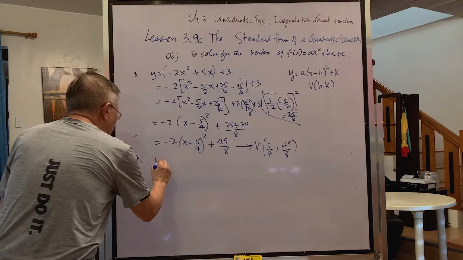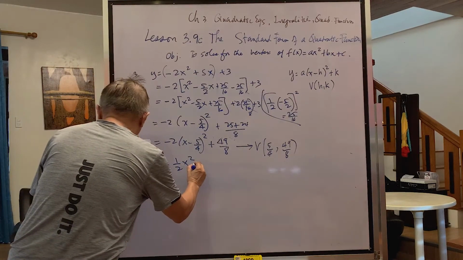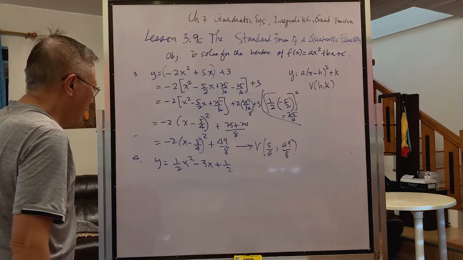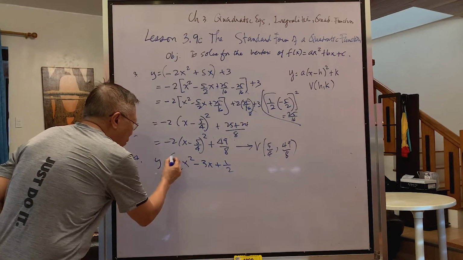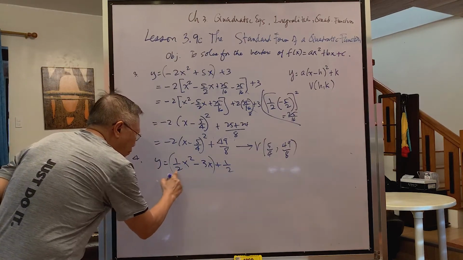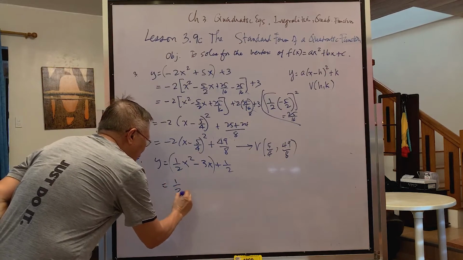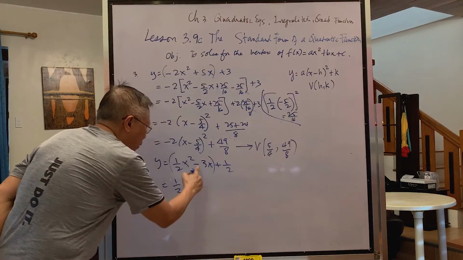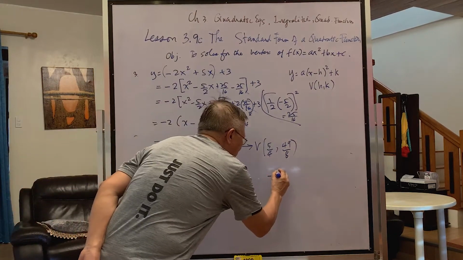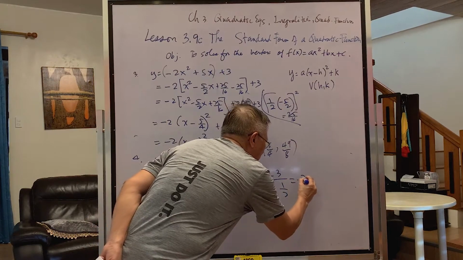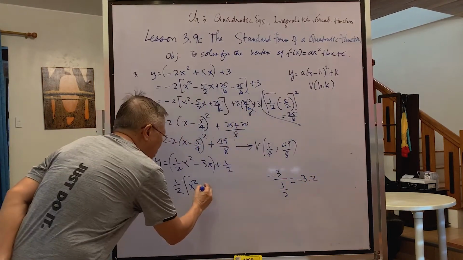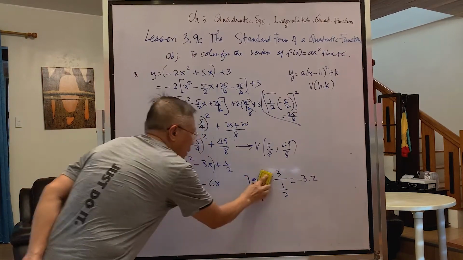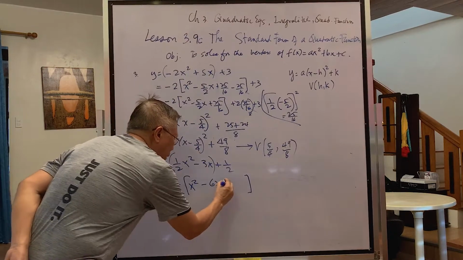The next example, so we have here 1/2 x squared minus 3x plus 1/2. Again, we will have that and factor out 1/2. So we will divide everything by 1/2. This divided by this will give me x squared. What about negative 3 divided by 1/2? This will be negative 3 times 2. Or this becomes what? Negative 6x. Okay, negative 6x.